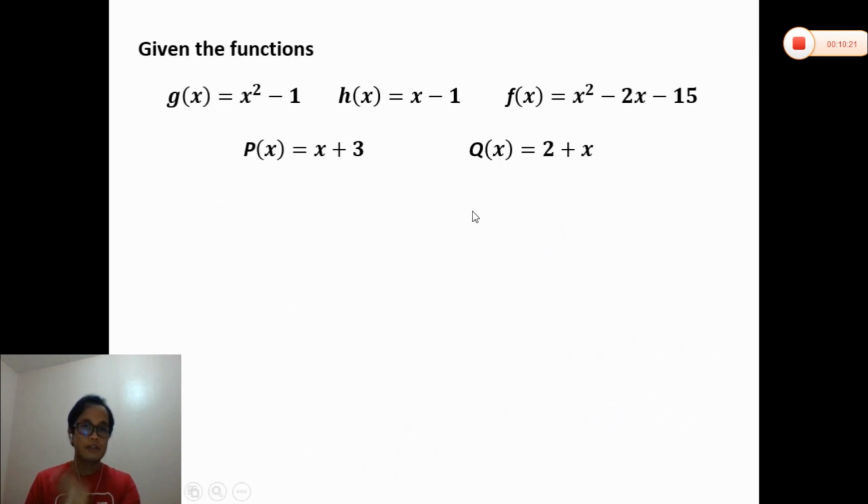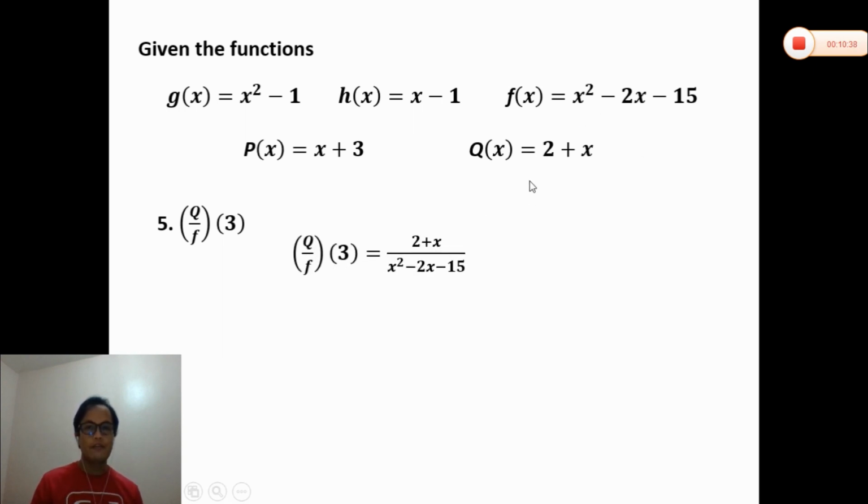Last example, the same set of functions here. For the last example, we are to divide the functions q and f. So this is our function q and this is our function f. Okay, so to write that, the function q is 2 plus x. So we have here 2 plus x. And the function f is x squared minus 2x minus 15.